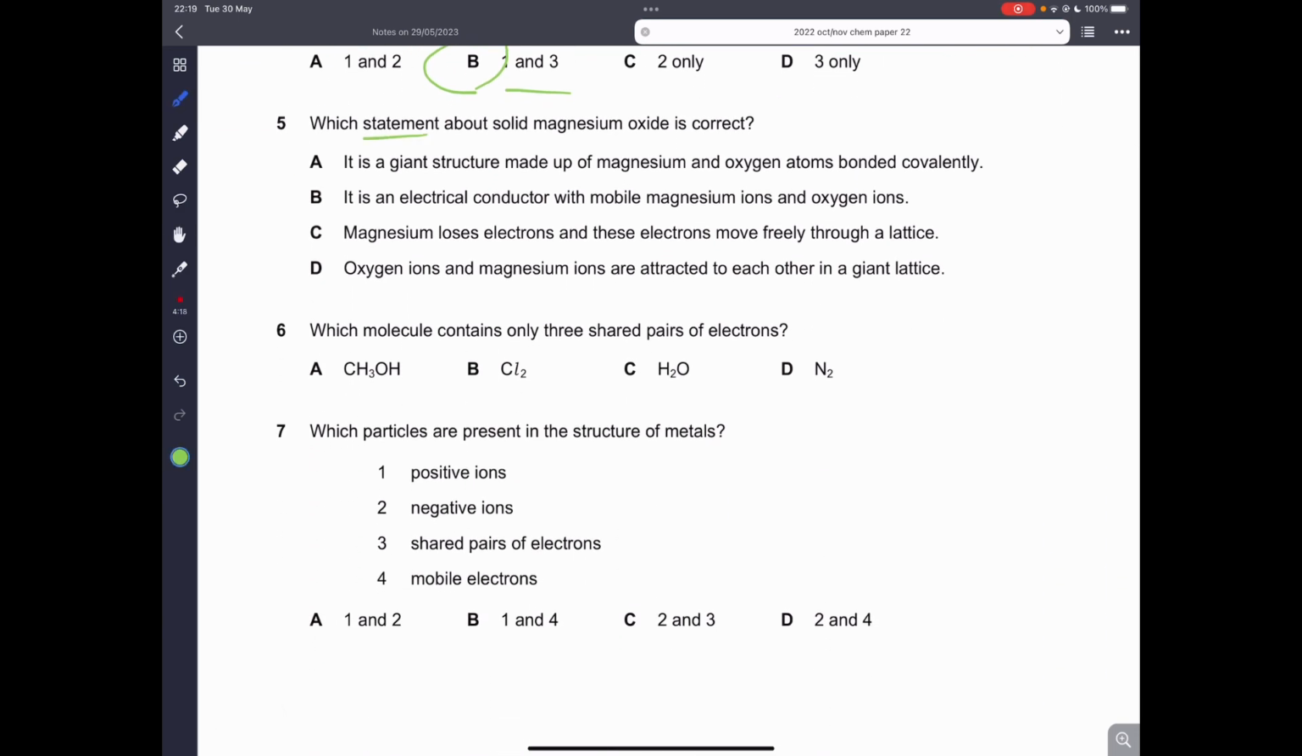Question number 5. Which statement about solid magnesium oxide is correct? Now notice that it says solid magnesium oxide, and magnesium oxide is an ionic compound, so it's not covalently bonded. A is automatically wrong. B, it is an electrical conductor with mobile magnesium ions and oxygen ions. Well, this is not true, because it is in its solid form and not the molten form, therefore the ions cannot be mobile. C, magnesium loses electrons and these electrons move freely through a lattice. No, they do not move freely through the lattice. And this is talking about magnesium oxide, not magnesium.